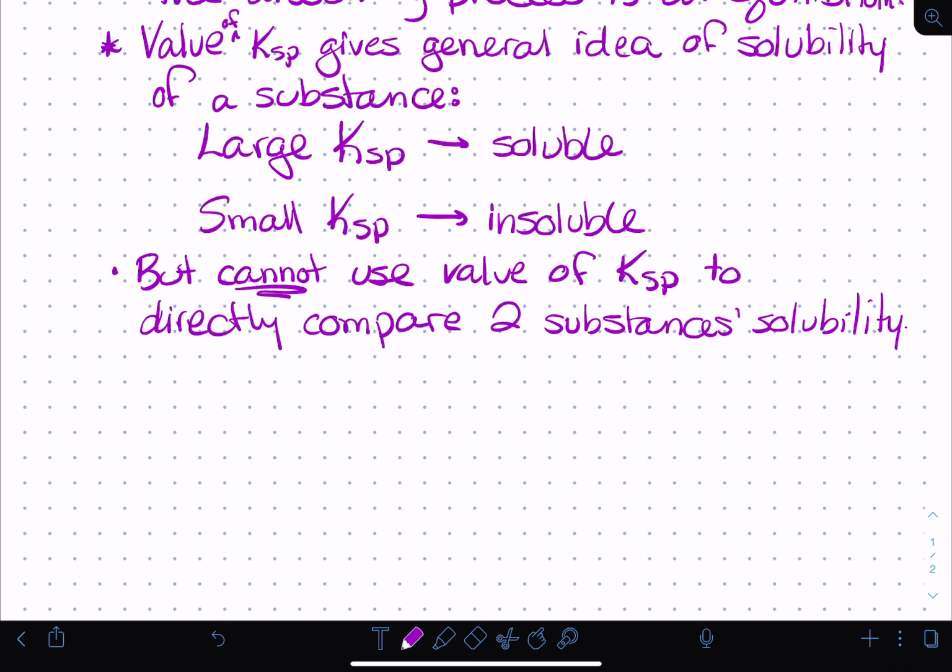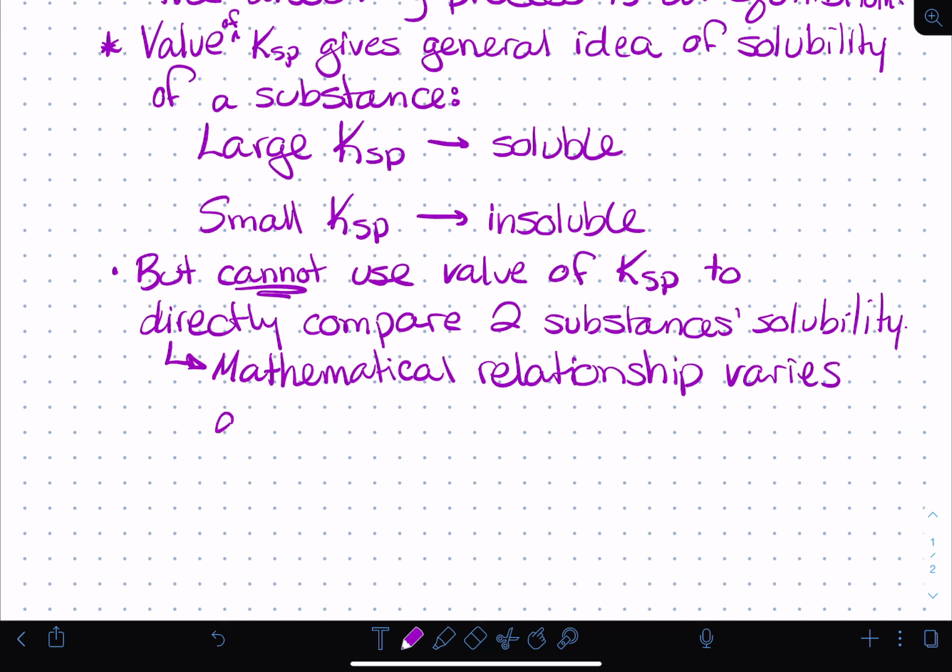The reason for that is that the relationship between solubility and KSP varies. We said the solubility was the molarity of a saturated solution. How that's related to KSP depends upon the equilibrium expression. So the mathematical relationship between solubility and KSP varies according to the equilibrium expression. It's not always going to be the same for two different substances. So looking at KSP doesn't necessarily tell you what the solubility is mathematically in the same way. We'll look at an example of this in just a second. I think it'll make more sense then.